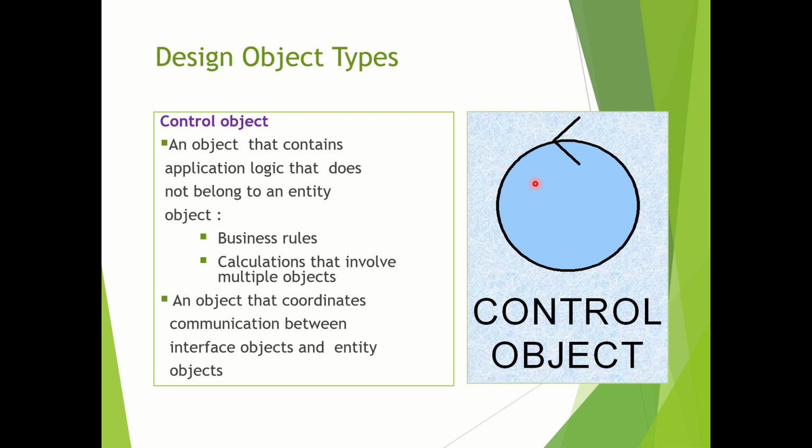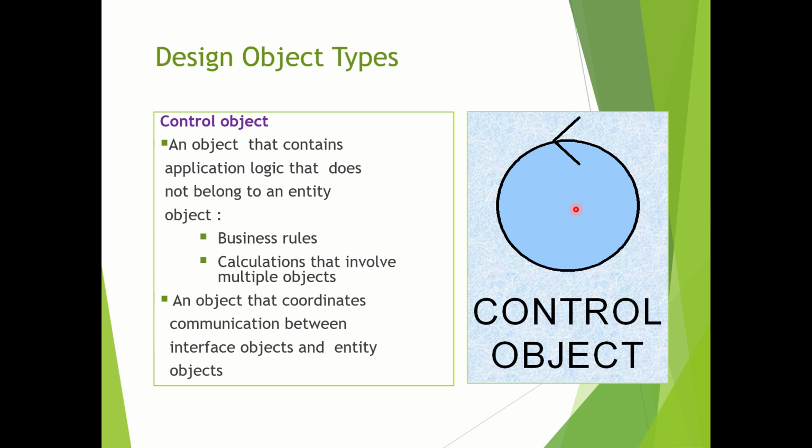Then comes the control object. A control object contains the application logic itself. The main logic is here, which does not belong to an entity object. It controls where the flow has to go. Say you are at an ATM machine and you are entering the PIN, and if the PIN is wrong, then an alert has to come saying invalid PIN.